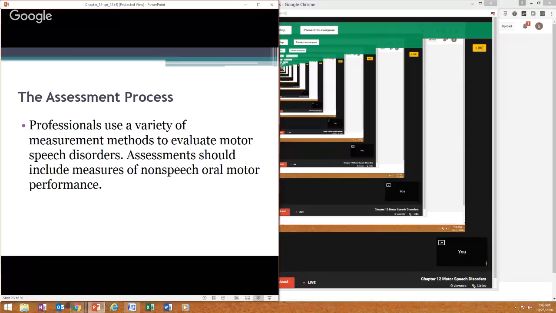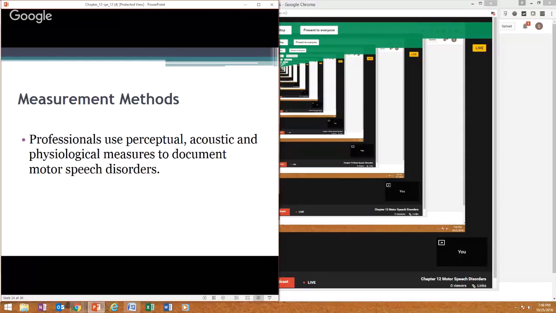Professionals use a variety of measurement methods to evaluate motor speech disorders. Assessments should include measures of non-speech oral motor performance. Professionals are going to use perceptual, acoustic, and physiological measures to document motor speech disorders.